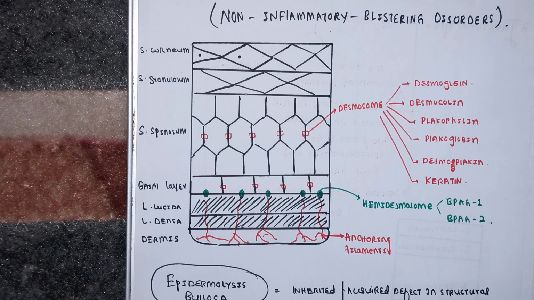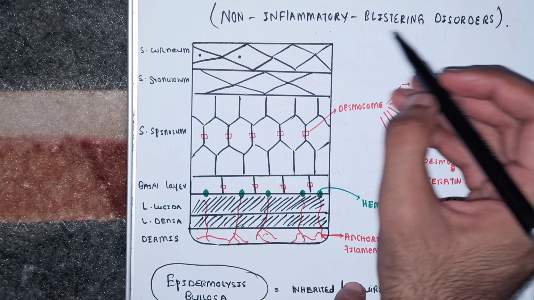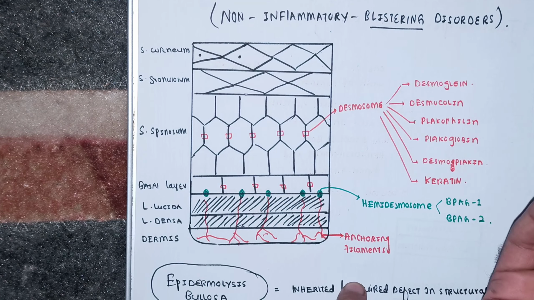In the previous part I delivered inflammatory blistering disorders that included pemphigus, bullous pemphigoid and dermatitis herpetiformis. In these non-inflammatory blistering disorders, obviously in skin you will see some blisters, but they will not be associated with inflammation. As simple as possible.